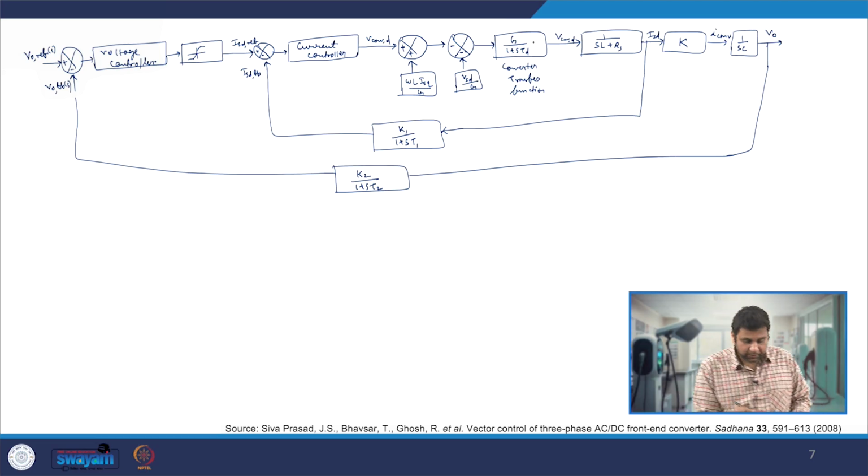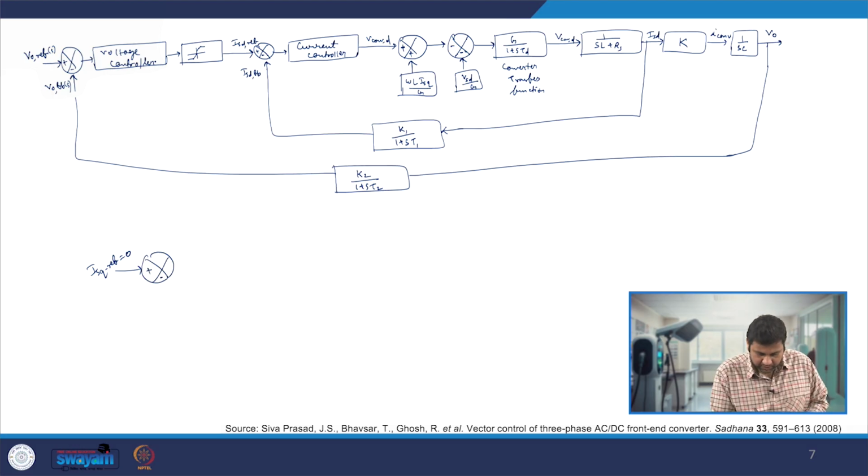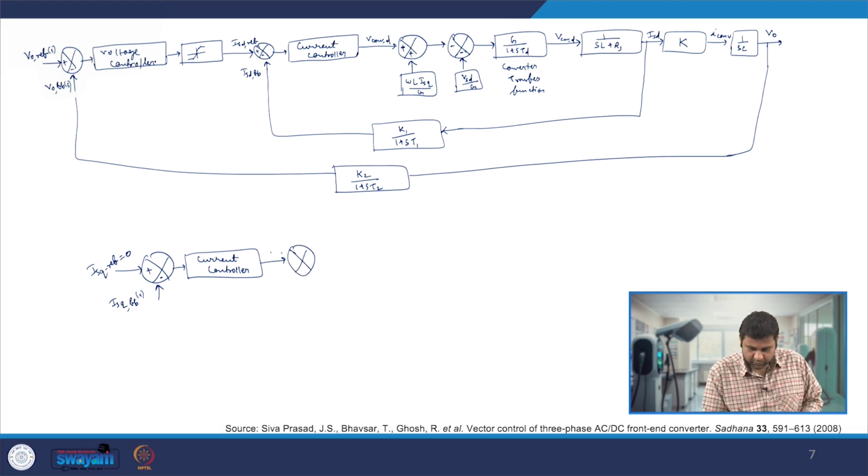Now we also have the Q component of the circuit, and since we want to have unity power factor, we can define another independent loop, which is nothing but ISQ reference. This ISQ reference is equal to 0, and we compare it with the ISQ feedback, in terms of S. This goes to the current controller, and after that we define V converter of Q.